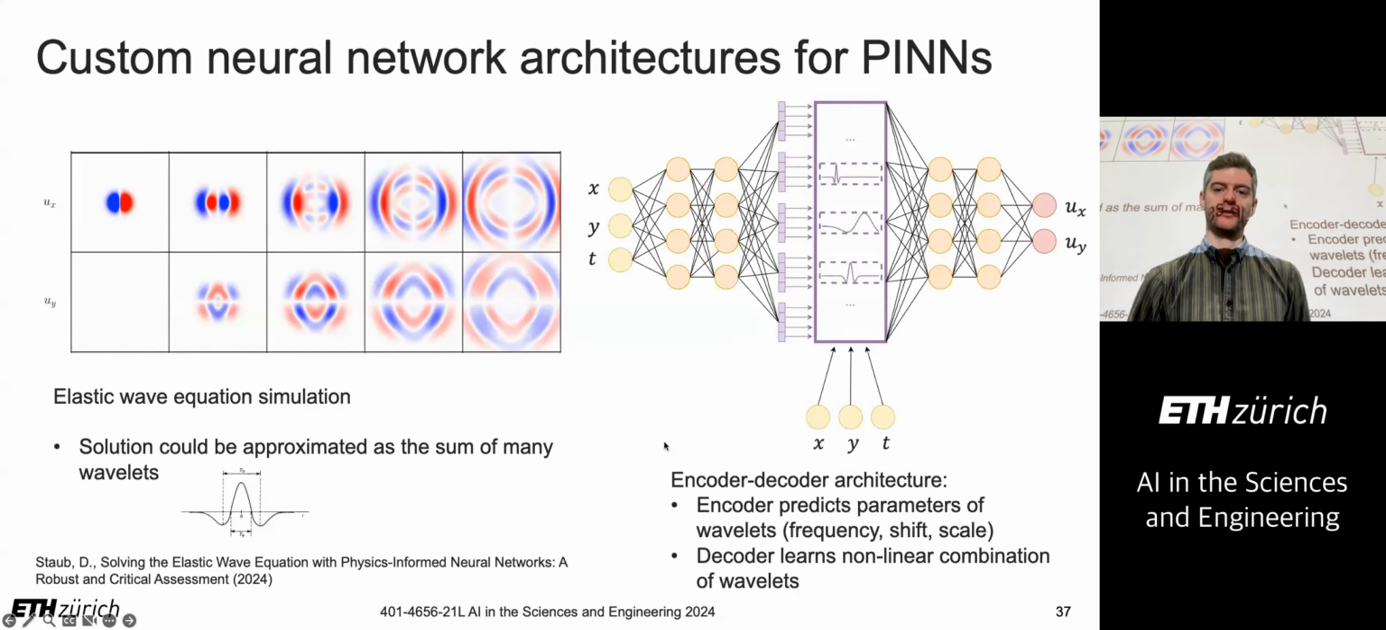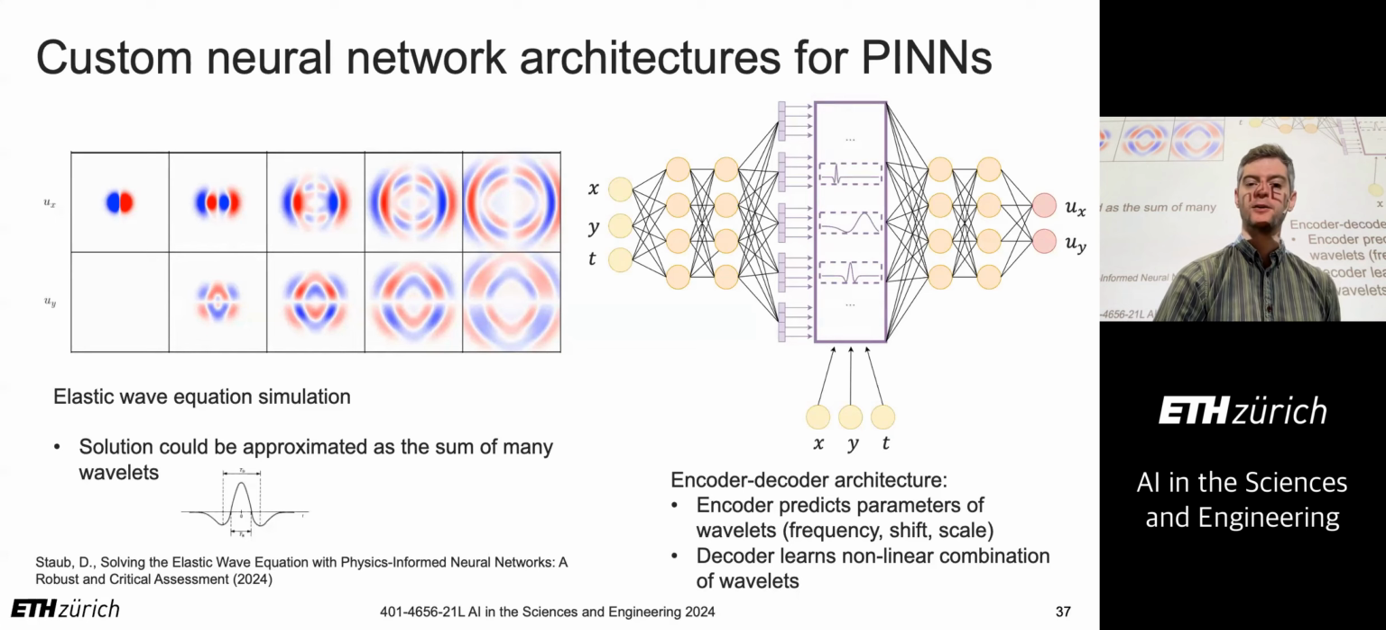So what he did was propose this architecture, which he called an encoder-decoder PINN, where at the start we took the coordinates and passed them through some fully connected network. But instead of saying the output of that fully connected network was the solution, we said that fully connected network, the encoder part, is predicting the parameters of these wavelets. So we set up the problem with, say, 100 wavelets or 200 wavelets or more. And the job of this network was to predict, for each of those wavelets, the location and the width and the frequency of those wavelets.